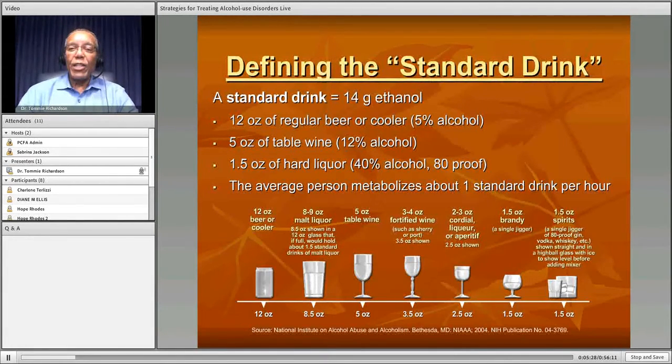Now, this is a definition of the standard drink. A standard drink equals approximately 14 grams of ethanol, and you can find this in 12 ounces of regular beer or wine cooler, which has 5% alcohol, 5 ounces of table wine, which has 12% alcohol, and 1.5 ounces of hard liquor of an 80 proof drink. This contains 40% alcohol. The average person metabolizes approximately 1 standard drink per hour. What that translates into, if a person's blood alcohol level is 0.3, is that in 1 hour it will decrease by 0.05 milligrams percent.